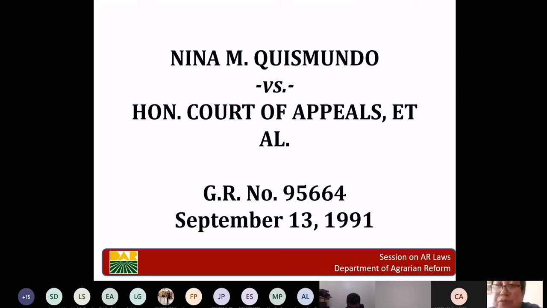Nina filed a motion to dismiss on the ground of lack of cause of action. The RTC denied the motion to dismiss, but in the motion for reconsideration of Nina, he added an additional ground, the lack of jurisdiction of the court, because according to Nina, the regional trial court pursuant to section 17 of EO 229 has no more jurisdiction. It's now with the Department of Agrarian Reform. The RTC denied the MR, the motion for reconsideration, and the Court of Appeals affirmed the RTC. That's why Nina elevated the matter to the Supreme Court through a petition.